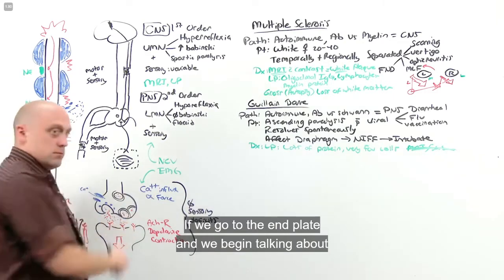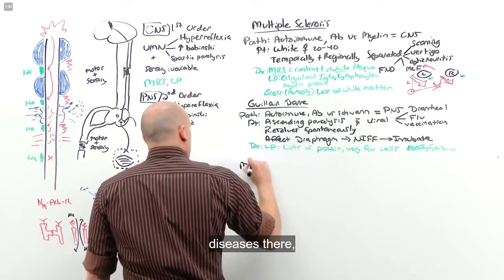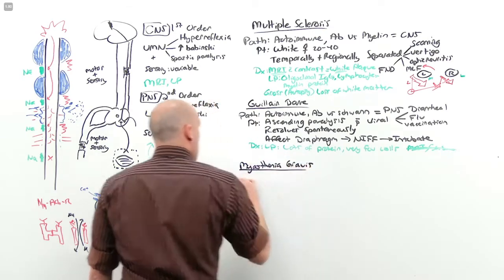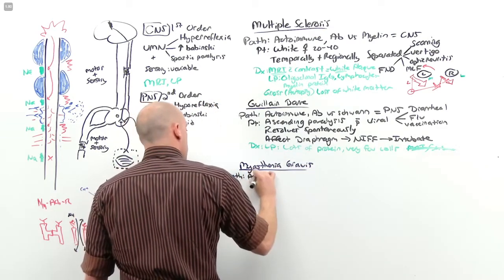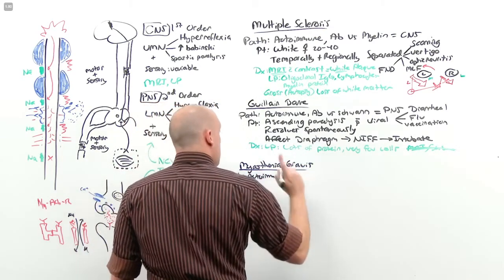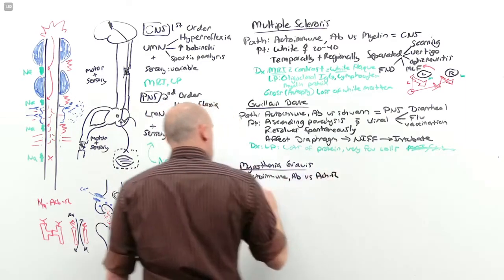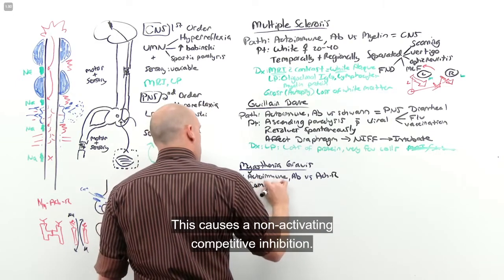If we go to the end plate, and we begin talking about diseases there, we have myasthenia gravis and Eaton-Lambert. Let's talk about myasthenia first. Myasthenia is an autoimmune disease, not demyelinating, with antibodies against postsynaptic acetylcholine receptors. This causes a non-activating competitive inhibition.